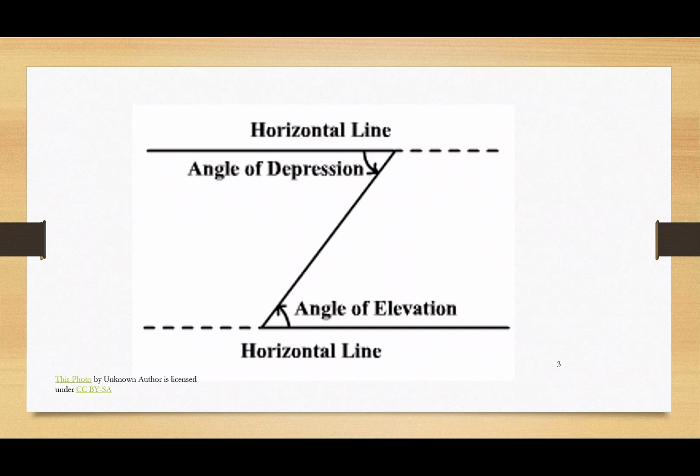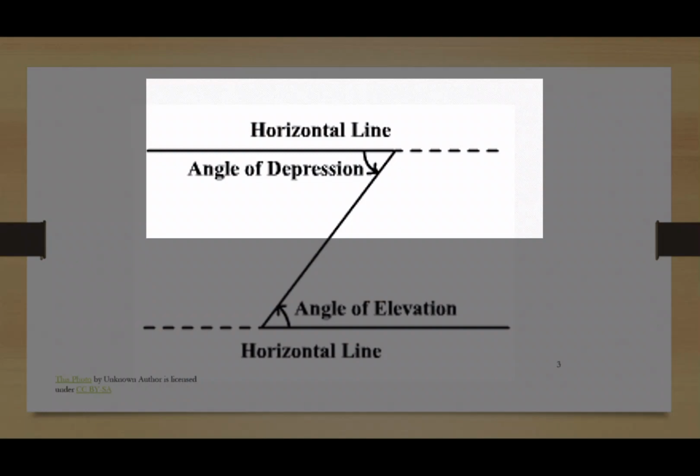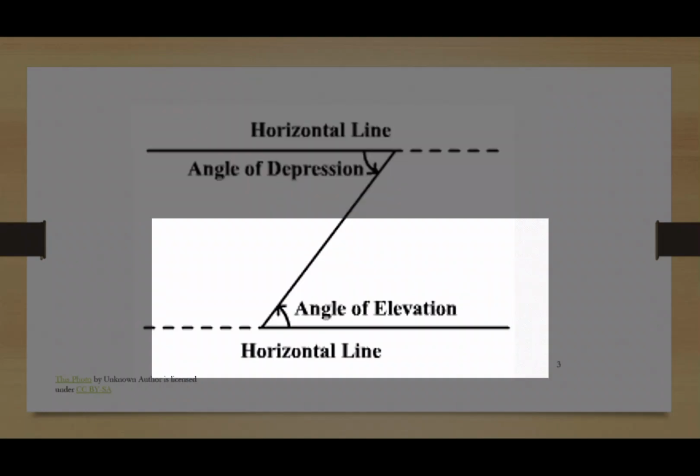The first thing we need to know is angle of depression versus angle of elevation. Notice that both the angle of depression and angle of elevation are determined from a horizontal line. From a horizontal line, we look down for the angle of depression. From a horizontal line, we look up for an angle of elevation.